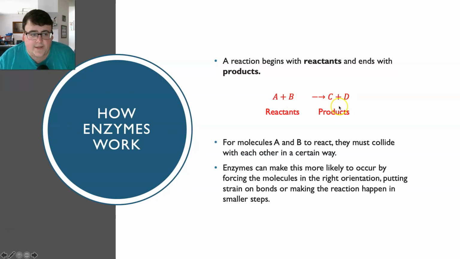Without catalysts or enzymes, we have to wait for them to, by chance, collide into each other and bond and react. Enzymes increase the chance of that occurring because they force the molecules to sit together in that one spot. They might put strain on the bonds, which makes it easier to break those bonds, or they could just make the reaction happen in smaller steps. But the enzymes' job is to make it easier for these 2 to collide and react. That's how an enzyme works.